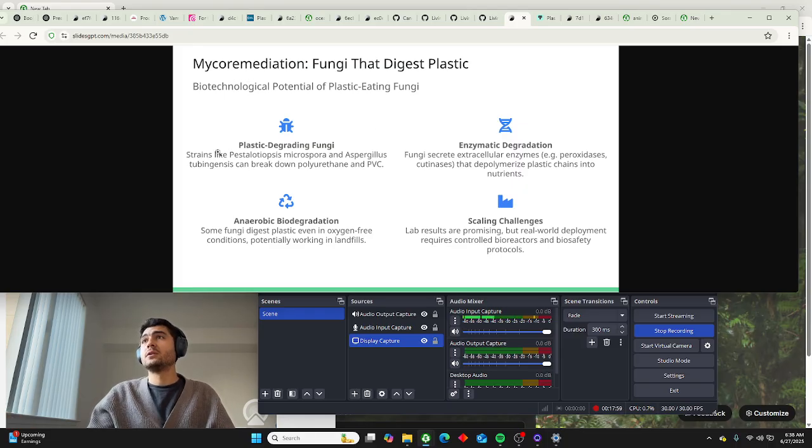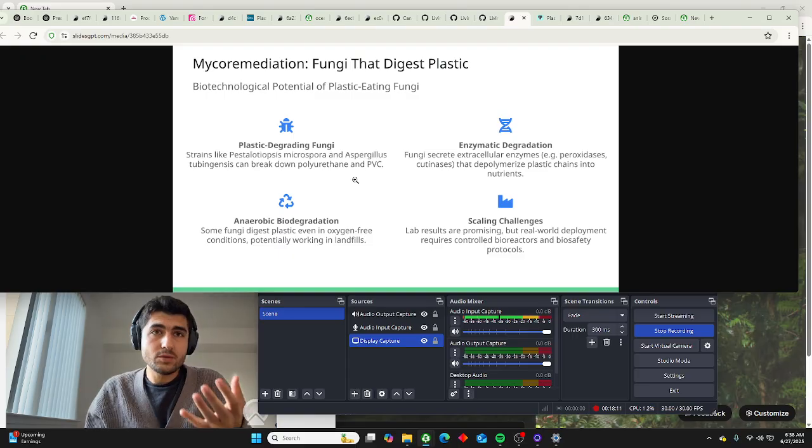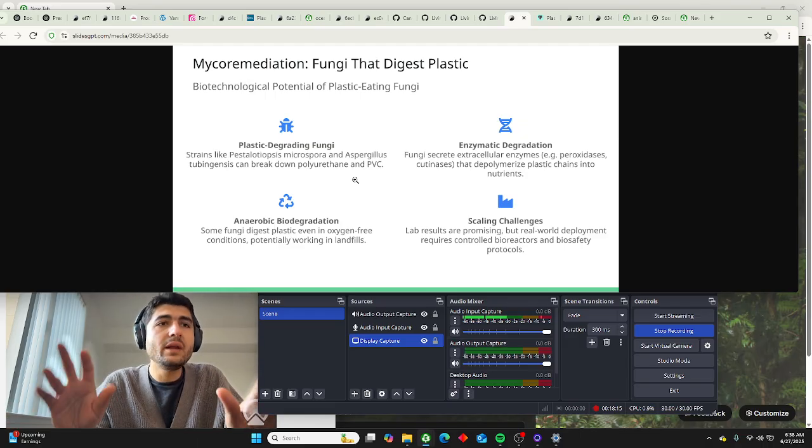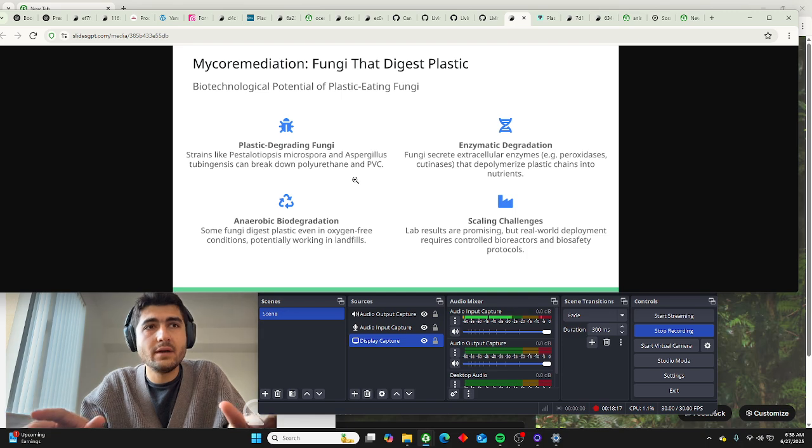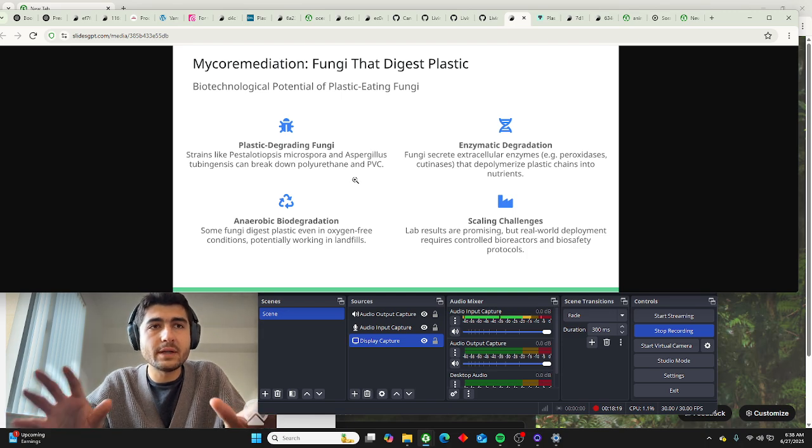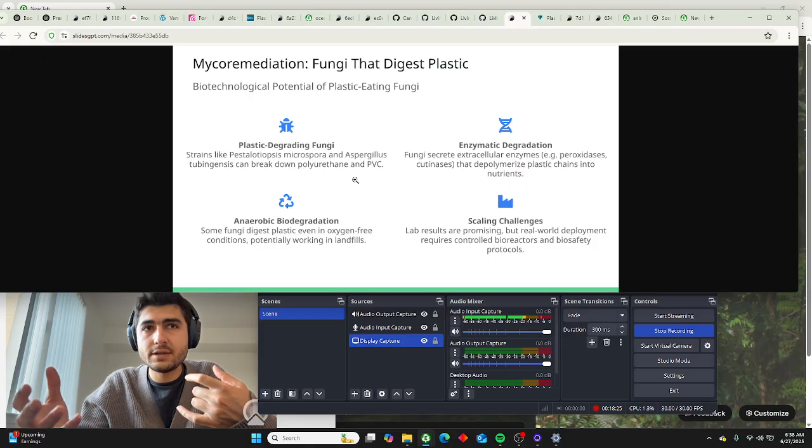Who knows? Strains like Microsporum and Aspergillus tubingensis can break down polyurethane and PVC. This shows potential. This shows potential. Okay. Imagine future landfills inoculated with plastic-eating mushrooms, turning waste back into soil, while still in research stages.